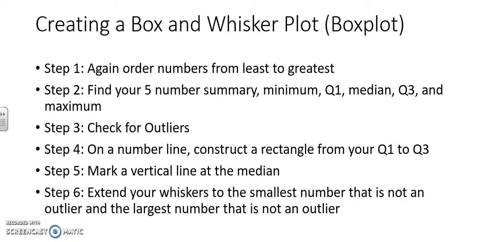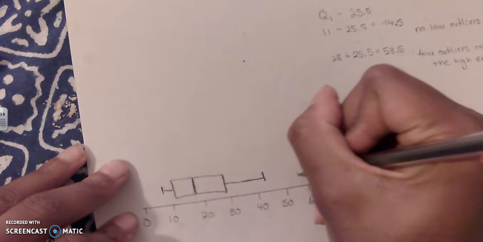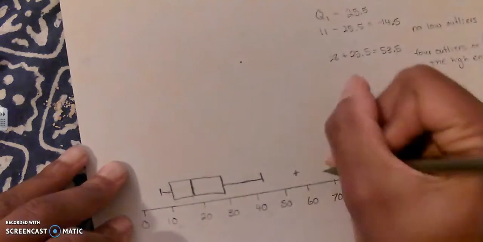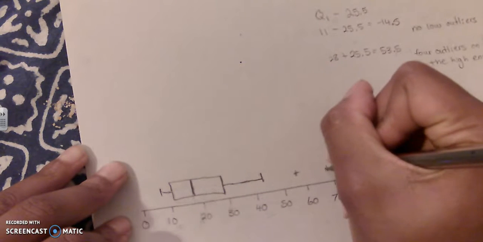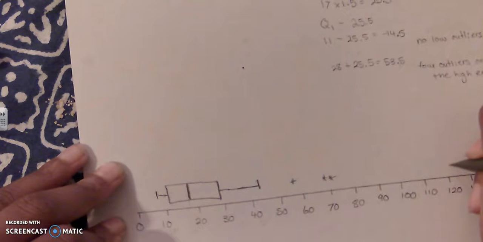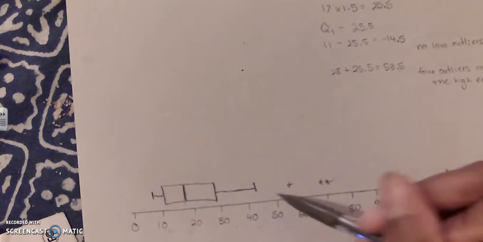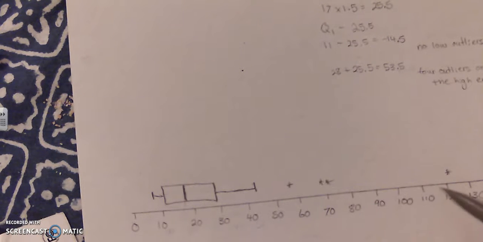Our final step for our box plot is to mark outliers with a star or a dot of some sort. So let's do this on our graph. So remember, we had 4 outliers. The first one was at 56, so we can mark a point here. 67, 70, and 121. And so you can see exactly how your data is being pulled out to the right.